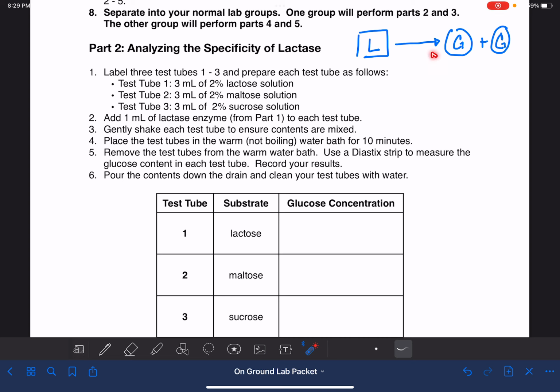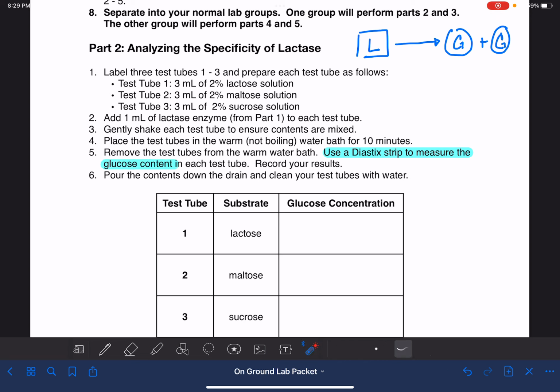You are going to be testing the extent to which this reaction occurs by monitoring the amount of glucose that is produced in a bunch of different solutions. And you'll be monitoring the glucose production using little test strips that measure the concentration of glucose.